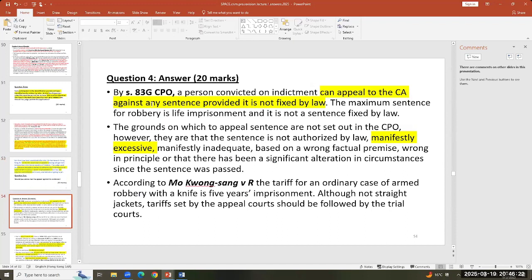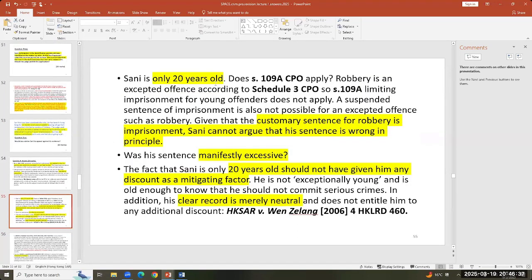So he can appeal against the sentence, same points as before. Mo Kwang Sang, 5 years. Not a straitjacket. The court can depart from it, but usually the tariff would be followed, or the guideline. He's only 20. Does 109A apply? Well, no, because it's an accepted offense. So he's unlikely to be able to argue it's wrong in principle.